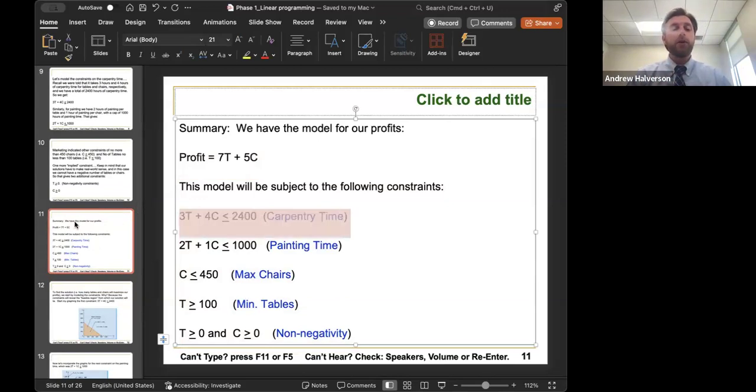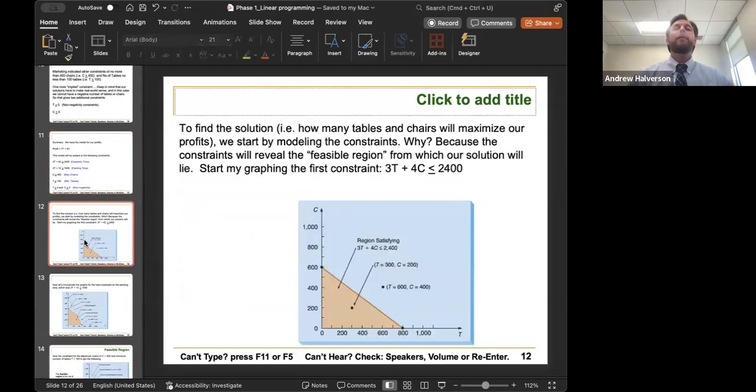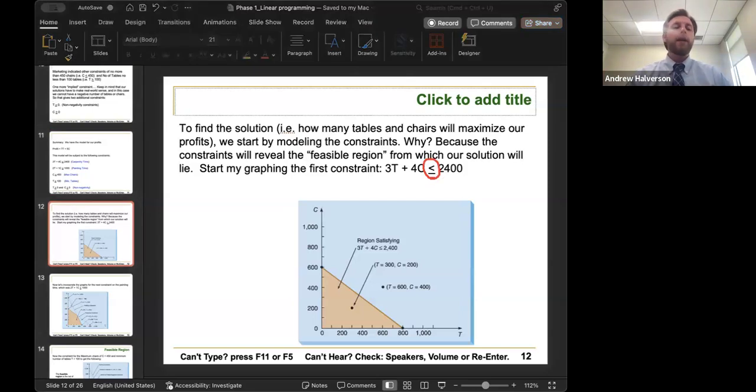Let's take the first one first, the carpentry time. You have to remember your skills of graphing, your tools of graphing. So what do we do? Recall, and it may not be on top of your mind, the process for graphing inequalities. It was a two-step process. The first thing you had to do is graph the equal sign part of it. Why? Because what does the equal sign represent?